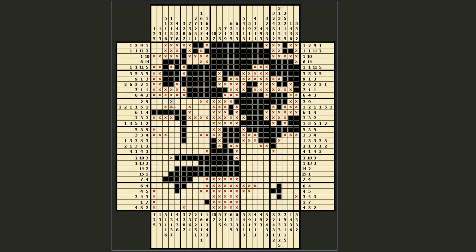Oh, 1 1 2 1 5. Oh, no. Wait. 1 2 1 1 5 1. 1 has to be here. 2 has to be here. And 1 has to be here. So this is the 2. Nice. That's the 8, and this is the 7. Only extends to there. Yeah. This is a 7 also. So that's a 1, because that's a 4.